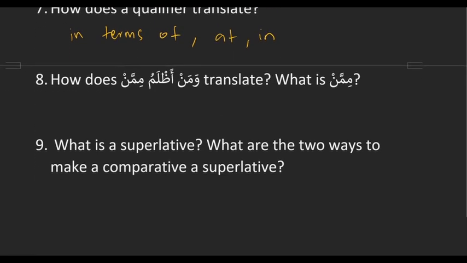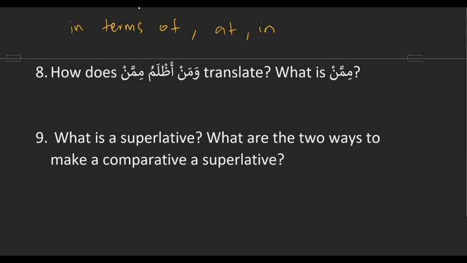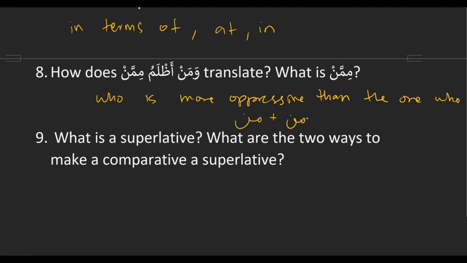Okay, how are we going to translate وَمَنْ أَظْلَمُ مِمَّنْ? Who is more oppressive than the one who? Yeah, who is more oppressive than the one who. And then what's this weird mimman? Mimman is a combination of min and men. Yeah, it's min plus men merged.